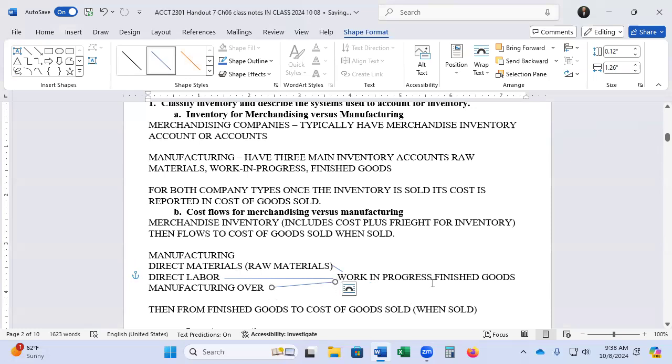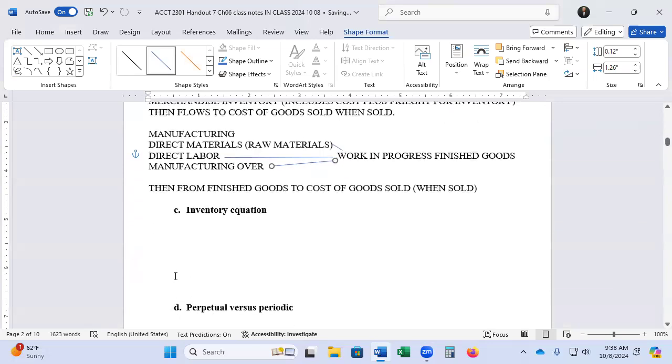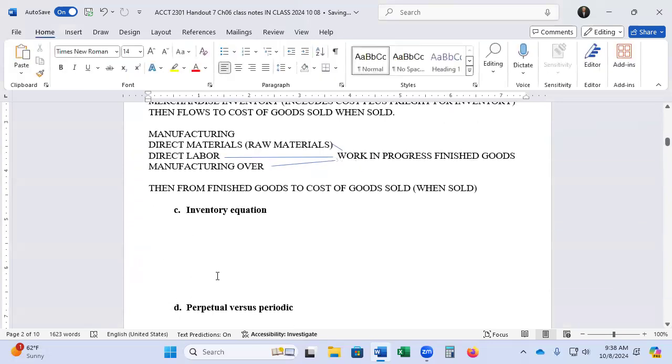So those three flow into work in process, and then work in process flows into finished goods, and then finished goods are sold. So you remember the inventory equation, and this works for any account, but these specific things, right?